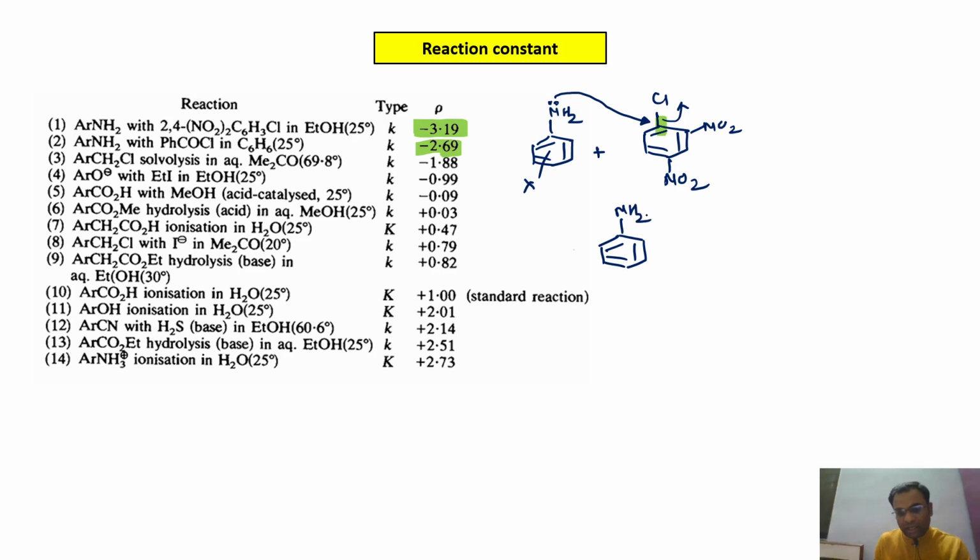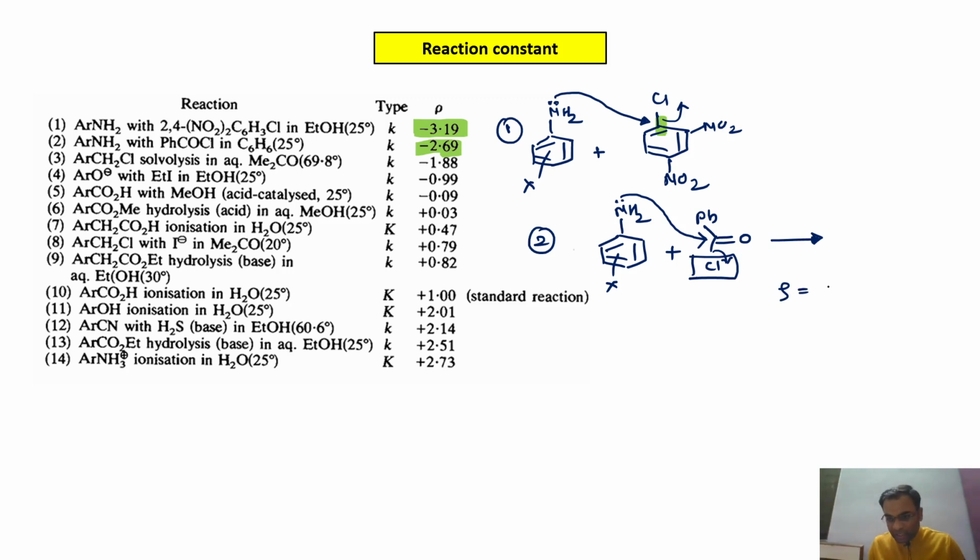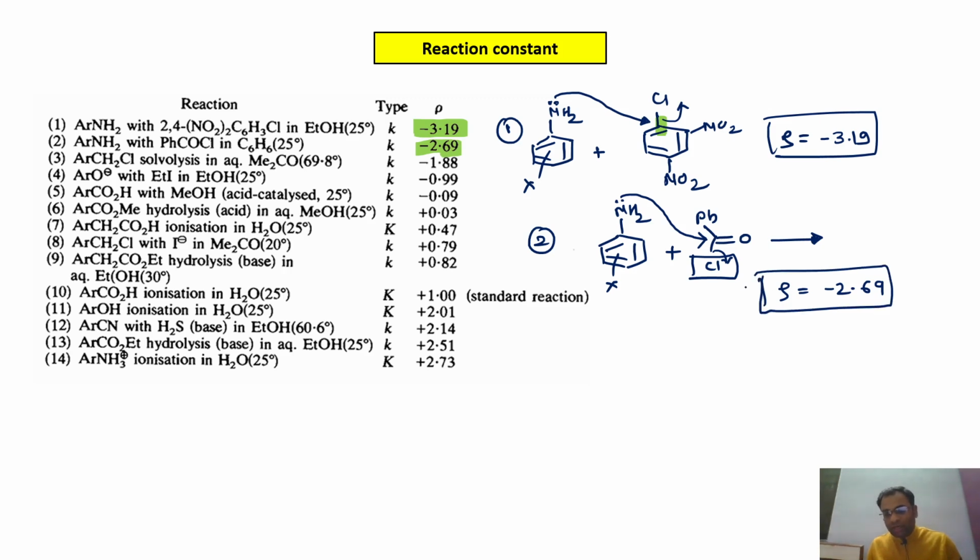If we compare this to benzoylation of amine, I am writing over here. In this second reaction, the lone pair of the aromatic amine easily displaces this chlorine atom, and less electron density is required for the departure of the leaving group, and therefore the rho value is negative, but the magnitude of the rho value is less than the magnitude of the rho value of the first reaction, which is minus 3.19.